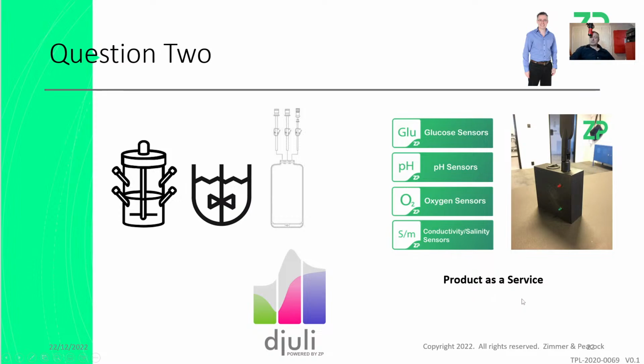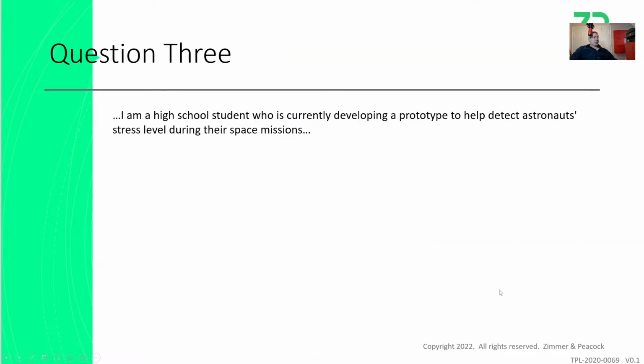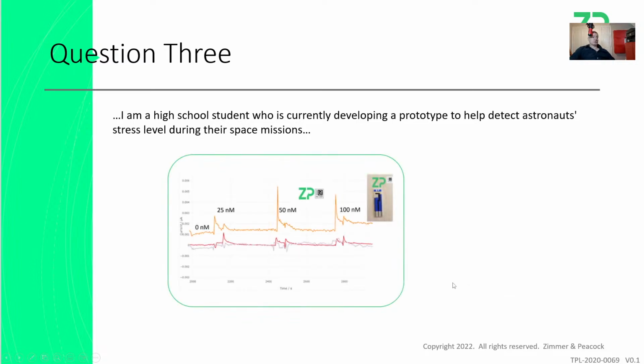So we have to run it essentially as a service. Question number 3, this is a hard question for us. The person wants to know about our cortisol sensor and have a cortisol sensor. I won't ignore questions, even a tough question like this.